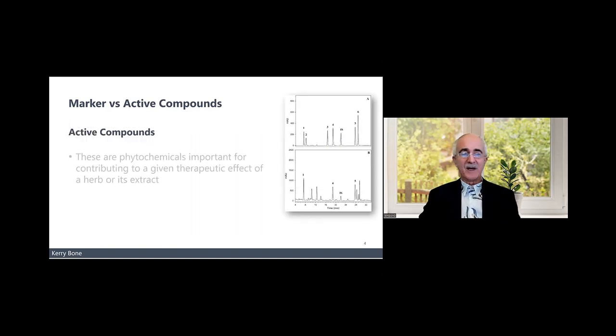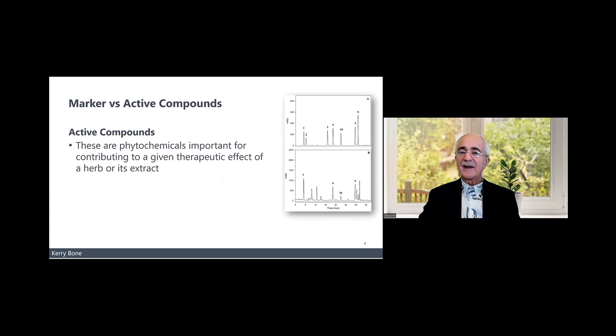So active compounds, by contrast, they are the phytochemicals that are actually important for contributing a therapeutic effect of a herb or indeed its extract. And we often don't really exactly know what they are. But wherever possible, marker compounds should have some activity. They should also be active compounds.